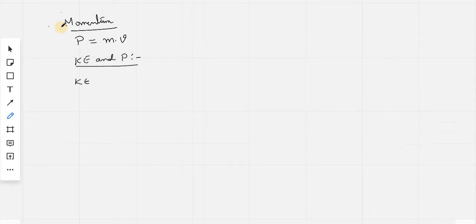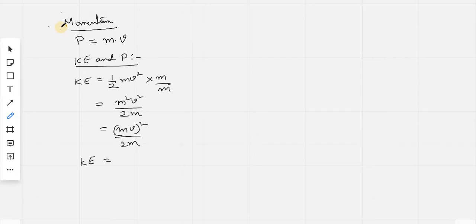So kinetic energy KE equals half mv square. Now you multiply the kinetic energy formula with mass and divide by mass, so that the value doesn't change. If you take m into m, which is m square, and v square divided by 2m, the numerator m square v square can be written as (mv) whole square by 2m. Hence kinetic energy KE can be written as p square by 2m. So this is a very important formula to relate kinetic energy and momentum.